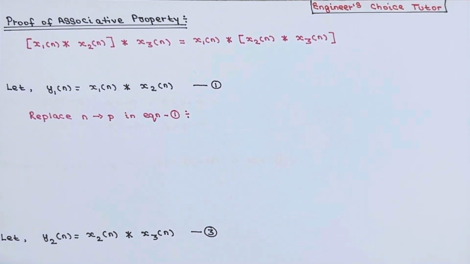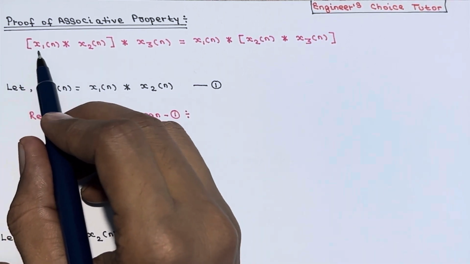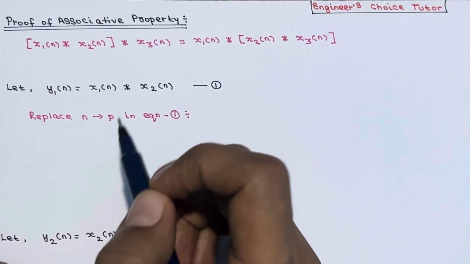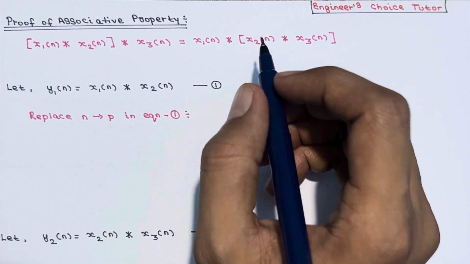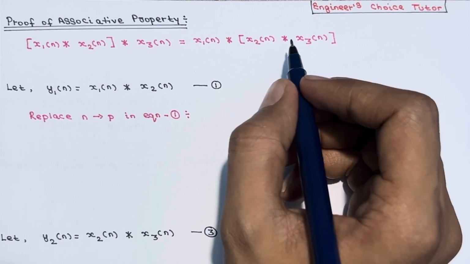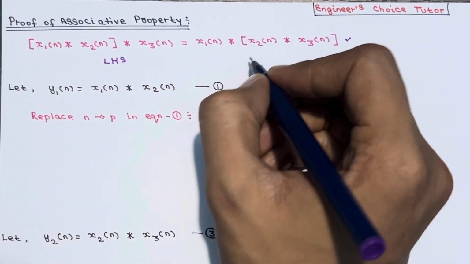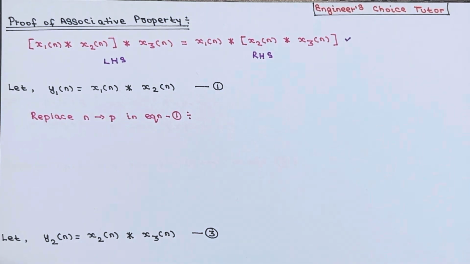Hi everyone, in this lecture we will see the proof of the associative property of linear convolution. By the associative property, the convolution of the result of the convolution of x1 of n and x2 of n with x3 of n is equal to the convolution of x1 of n with the result of the convolution of x2 of n and x3 of n. So this is our LHS and this is our RHS. Clear? Before going ahead and starting the proof, let's see a few things.